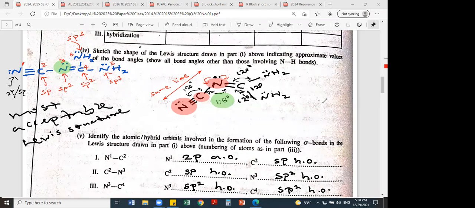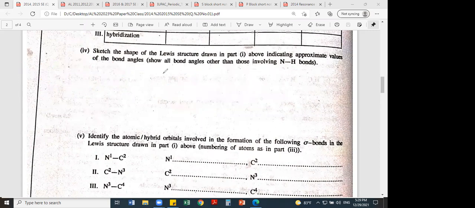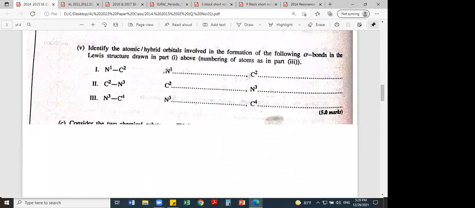Right. Then I'll erase the screen. Shall I erase the screen? Any question about this hybridization and bond angles? Okay. I'll erase the screen. The next one, part C.